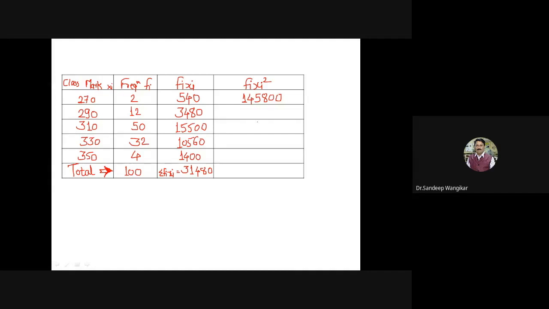This only one table you have to fill. Other, just put the formula, whatever summation, and you will get the answer within 1 minute. So we have to take efforts in calculating this only, preparing the table. The further things are very, very simple. 1009200. Okay. 1009200. Very good. 50 into 310 square.